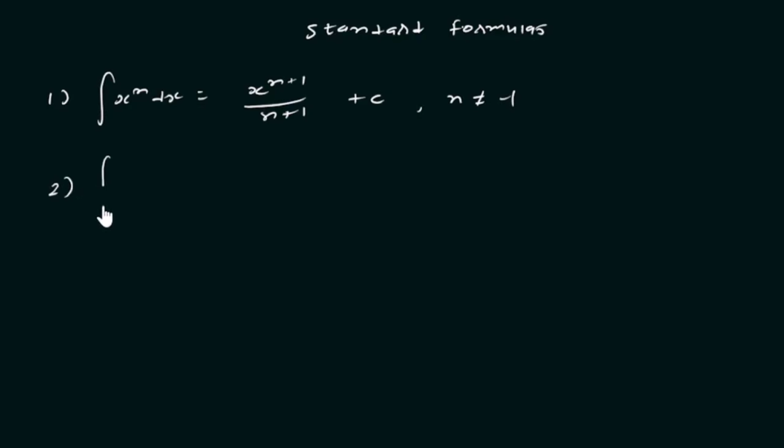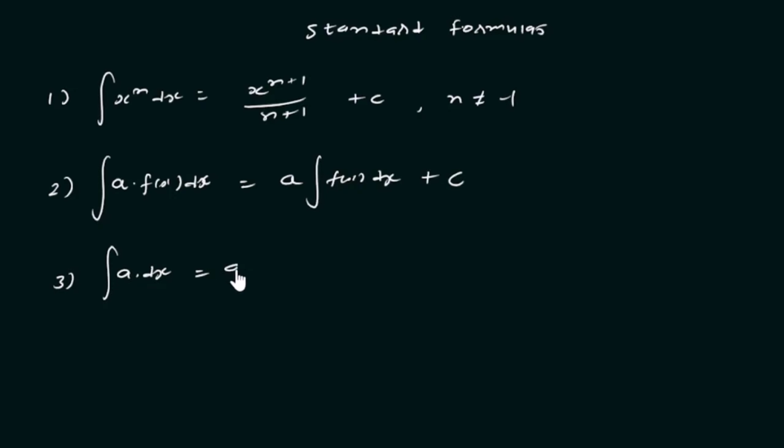Our second standard formula is integration a f of x dx. Being a constant, a will be out of the integration, it will be a times integration f of x dx plus c. Third standard formula is integration a dx. So a will be out of the integration, it will be integration dx. Here you can see there is not any function of x, so you can just multiply it with x power 0. So what will be the integration? It will be a into x power 0 plus 1 divided by 0 plus 1 plus c. So you will basically get ax plus c, where c is your integration constant.